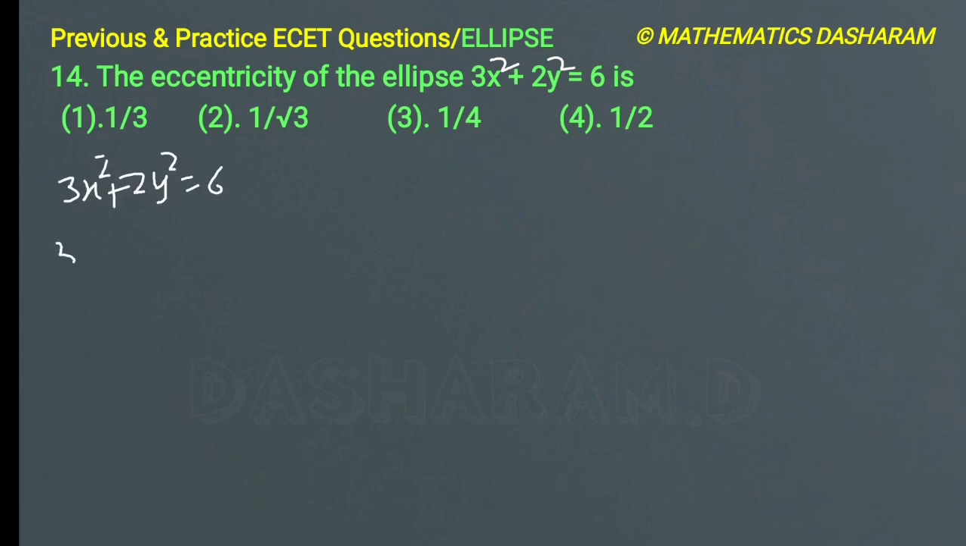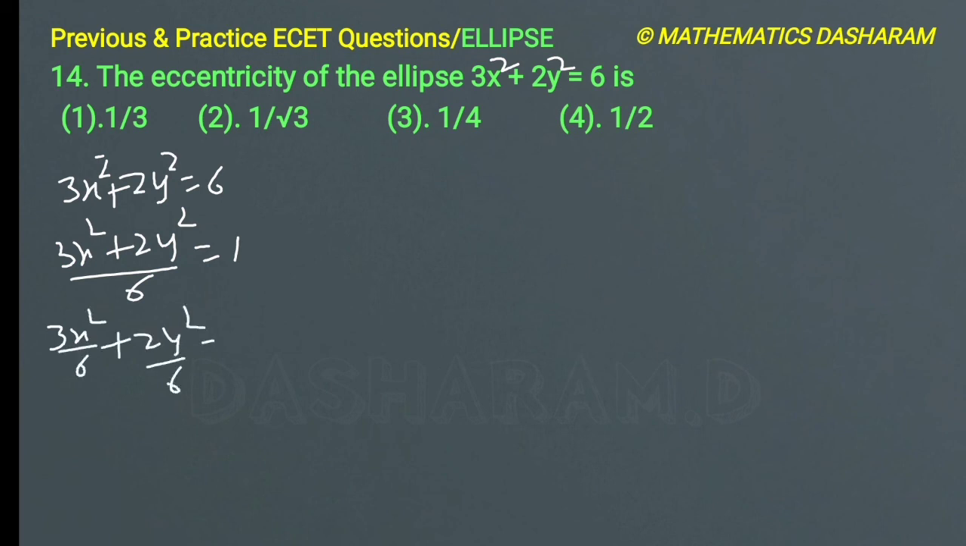Next question, the eccentricity of the ellipse 3x square plus 2y square equals 6. Let's convert into the standard form. 3x square plus 2y square divided by 6 equals 1. Now split into two fractions: 3x square by 6 plus 2y square by 6 equals 1. Then here 3 ones are 3, 3 twos are 6, 2 ones are 2, 2 threes are 6. So x square by 2 plus y square by 3 equals 1.